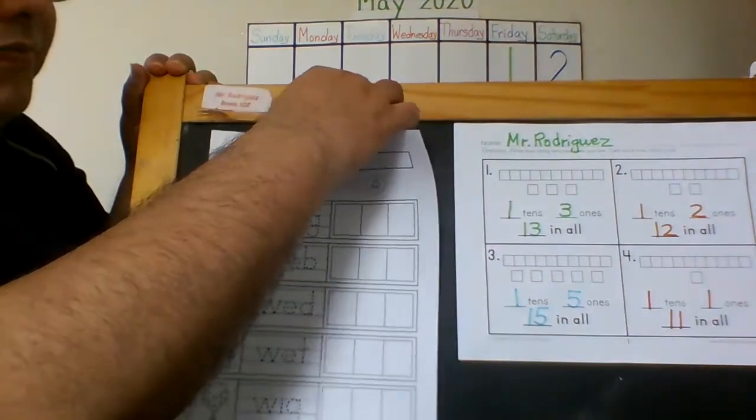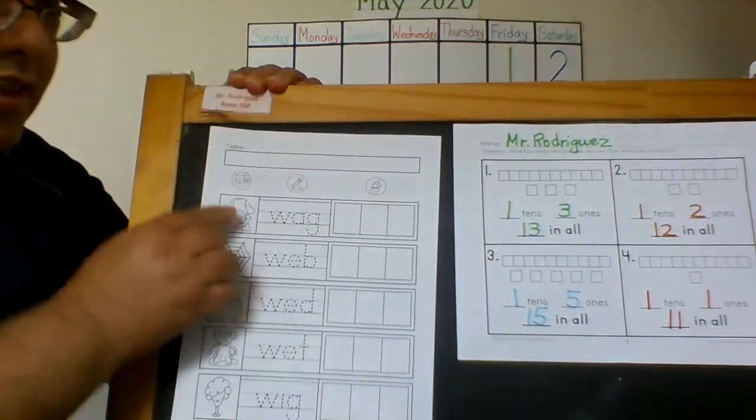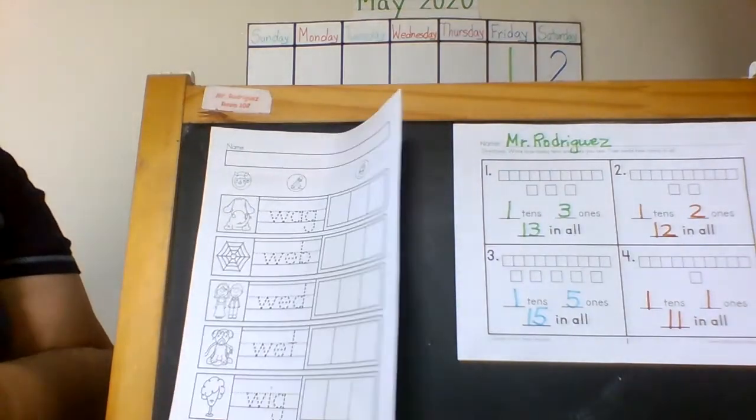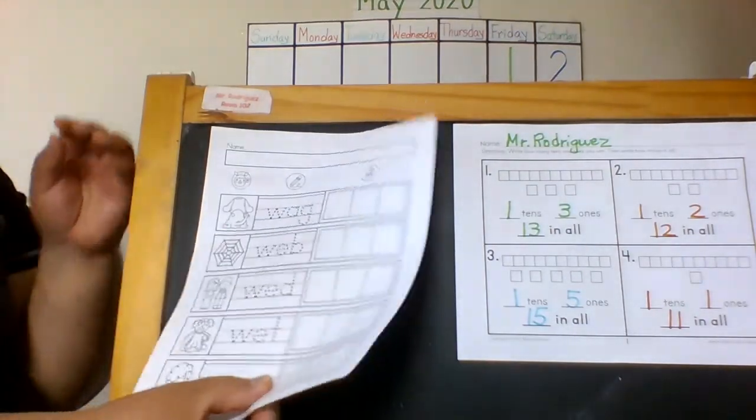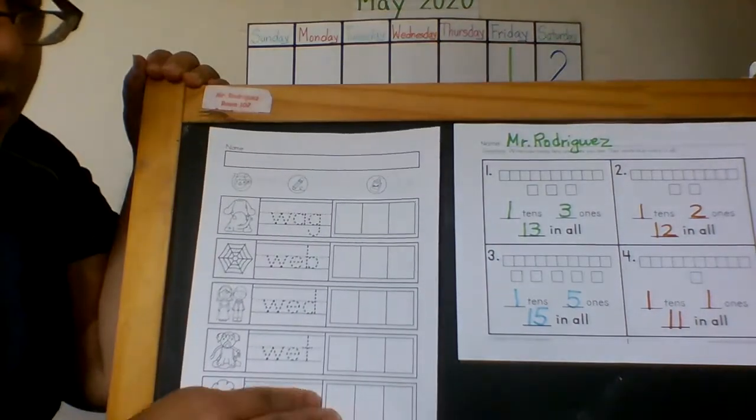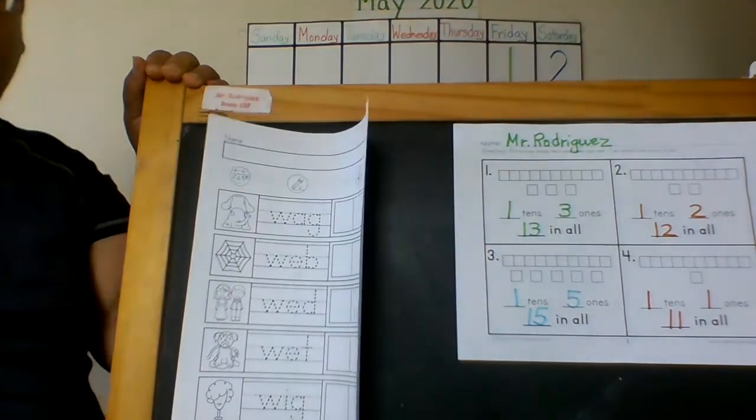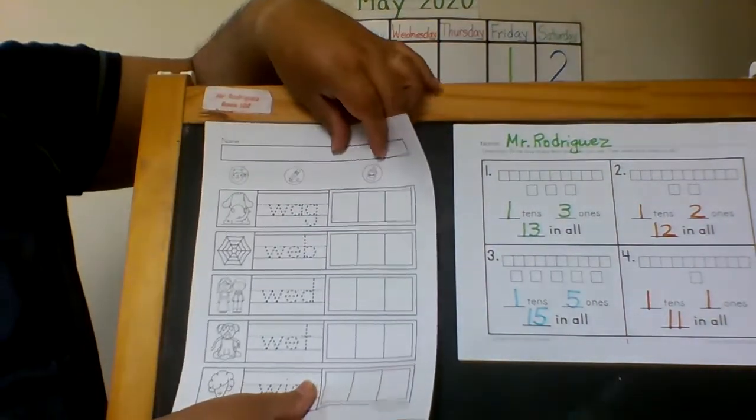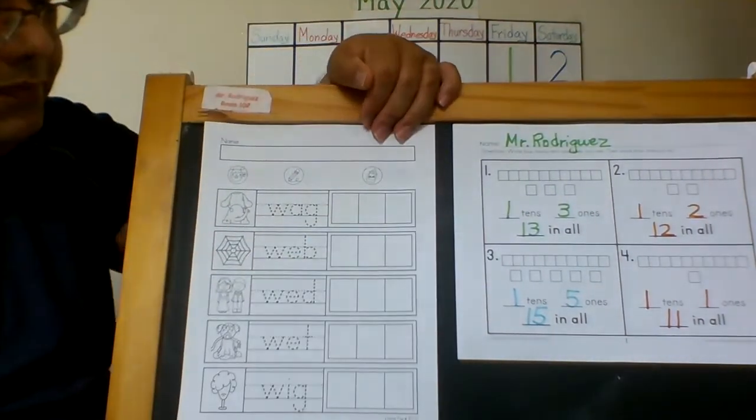Here we go. And today I have the CVC words of W. If you see that the page is moving, it's because the fan is right behind me. I tend to be a little hot and I use the fan a little bit more than usual. Okay? So don't think it's something wrong. It's something that I do.